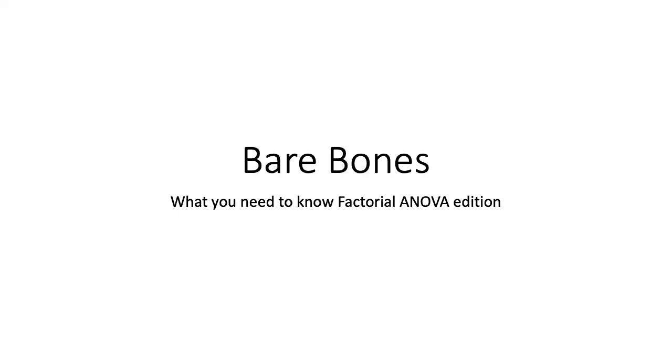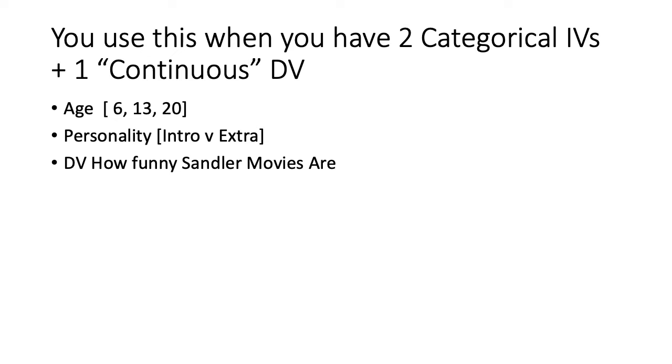So now let's just get into the bare bones. What do you need to know to do a factorial ANOVA? When do you use a factorial ANOVA? Well, you use a factorial ANOVA when you have 2 categorical independent variables and 1 continuous dependent variable.